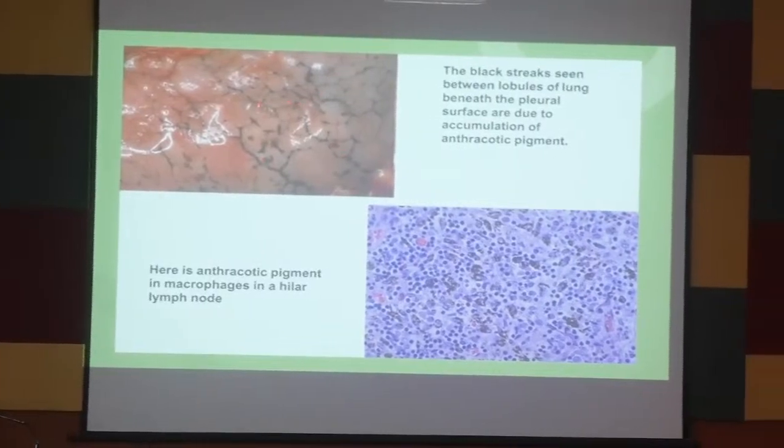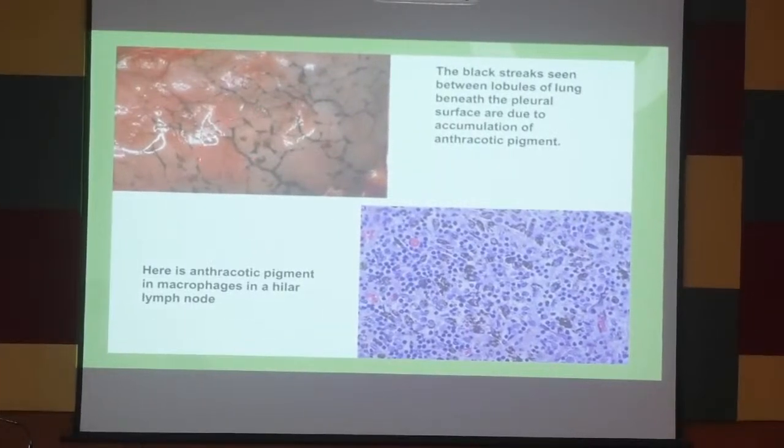The black streaks seen between the lobules of the lung beneath the pleural surface are due to accumulation of anthracotic pigments. Can everyone see? So this is the gross appearance of the lungs. The black streaks are mostly due to accumulation of coal, or anthracosis, okay?